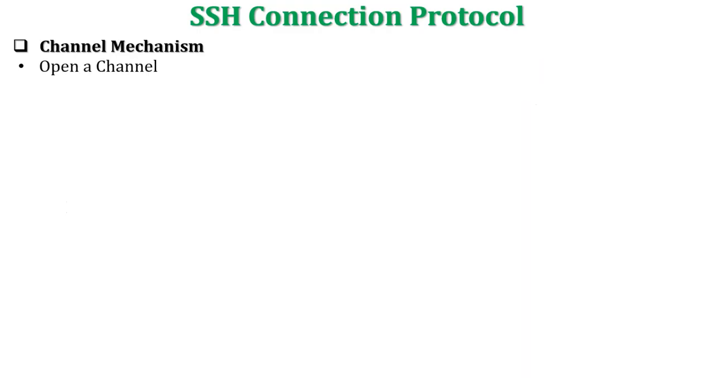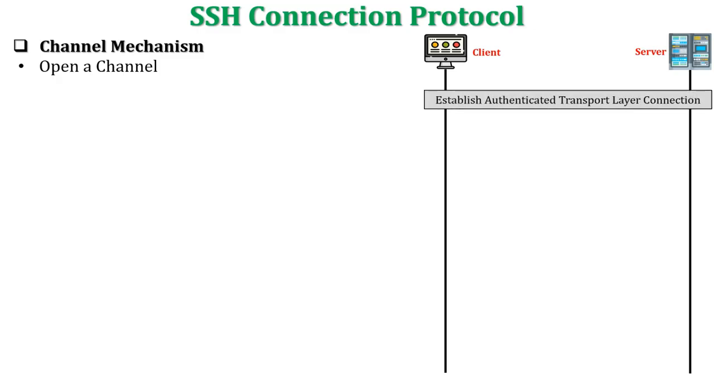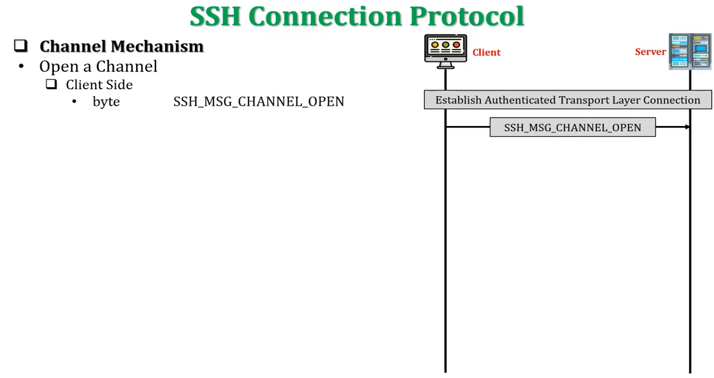Let's take one scenario to understand the channel mechanism. For example, there is one client and there is one server. Now, the client wants to communicate with the server. So first of all, the client establishes a connection with the server. This connection is already established by the Transport Layer Protocol. After establishment of the connection, the client wants to open a new channel with the server. So now the client sends one message to the server to open a new channel.